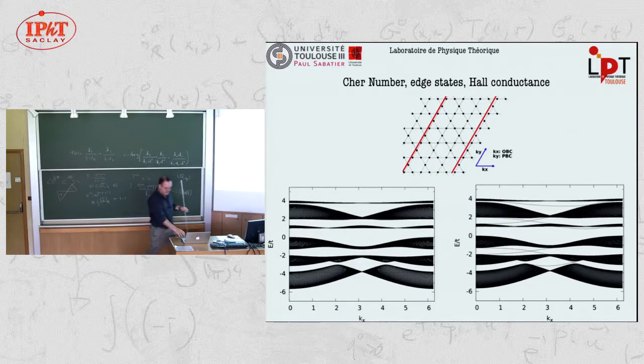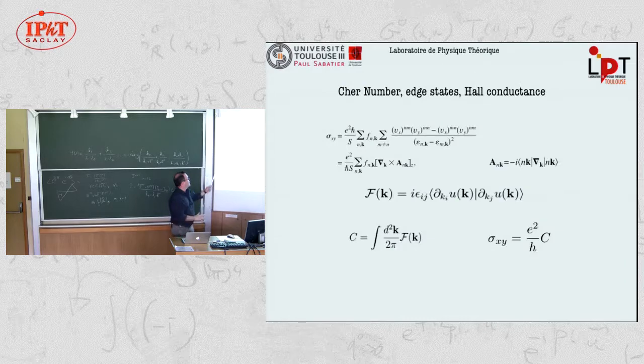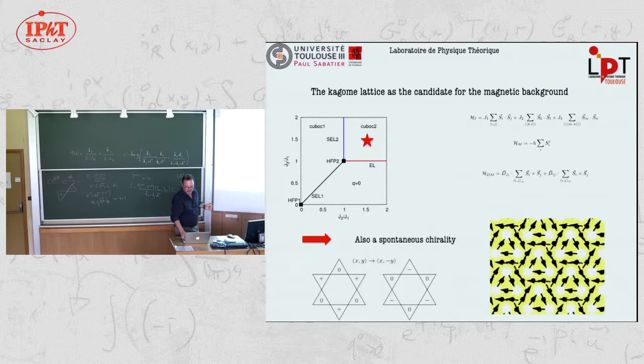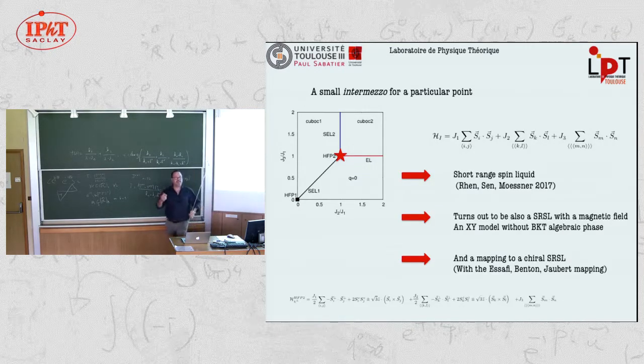But what I say here is, if you want to compute the Chern number, this is assuming that you have translation invariance, and for this, you need to put by hand a clean Q equals 0 configuration. So there's no magnetic fluctuation. We are going to that, okay?